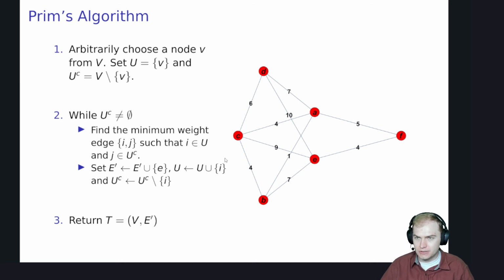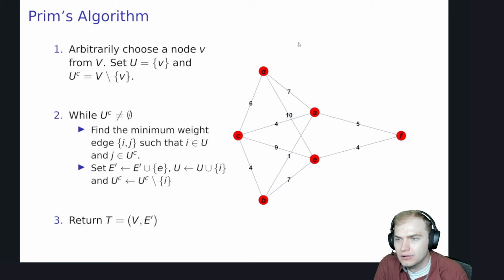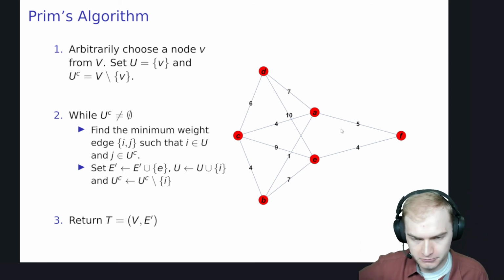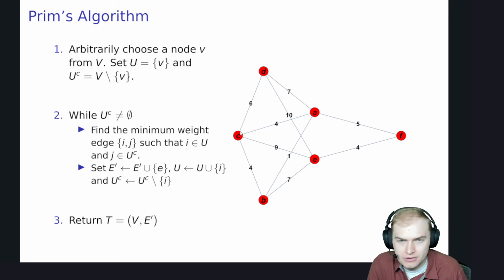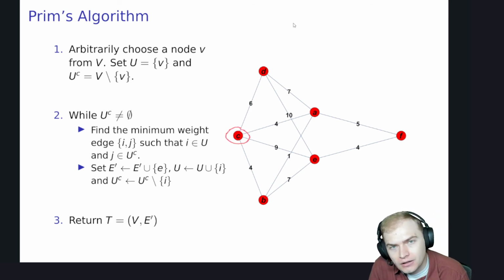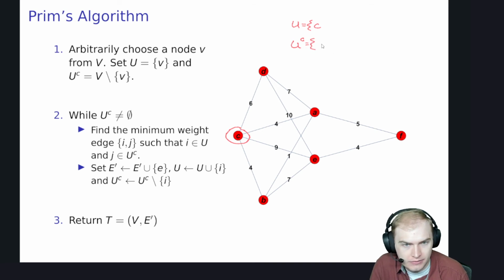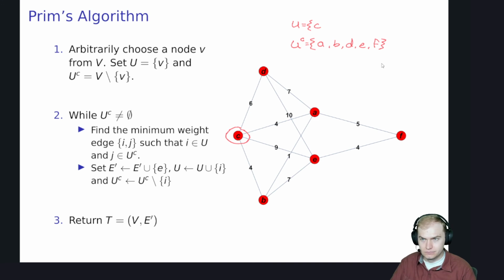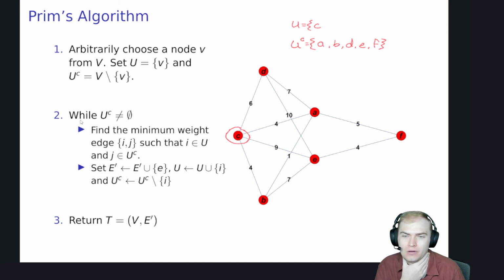So in this case, we're going to arbitrarily pick a node. I'm going to start with C. So we're going to have U is C. U complement is everything else: A, B, D, E, F. And then we also have our tree, our edges in the tree.